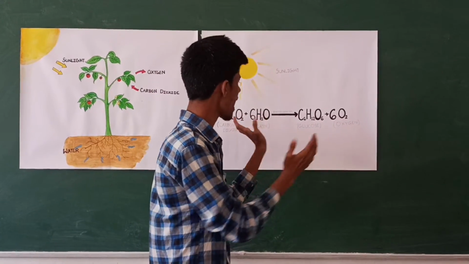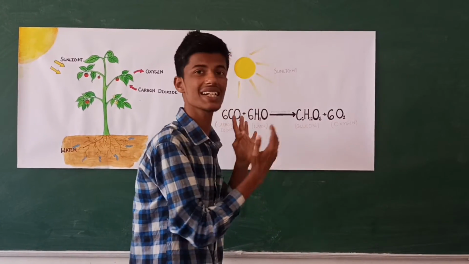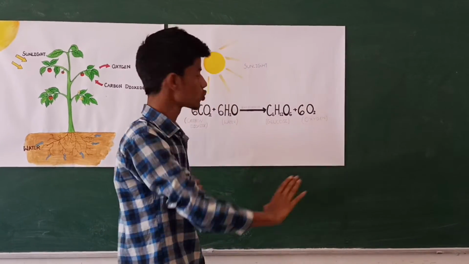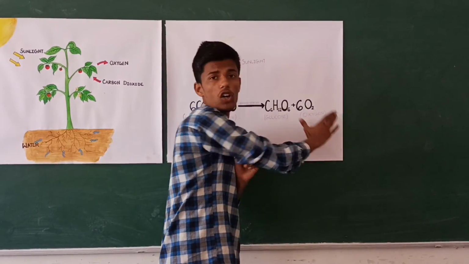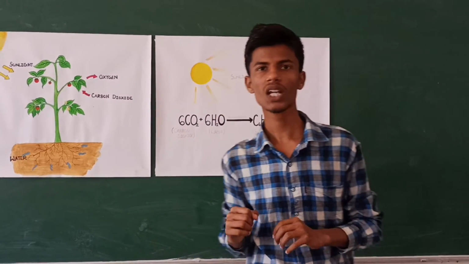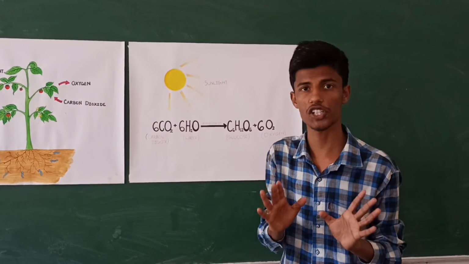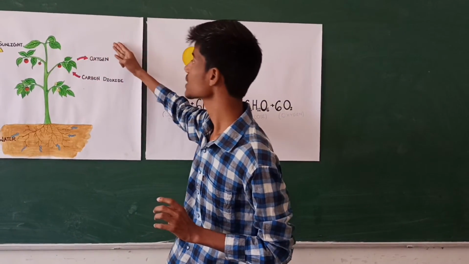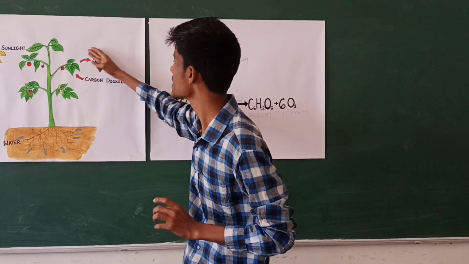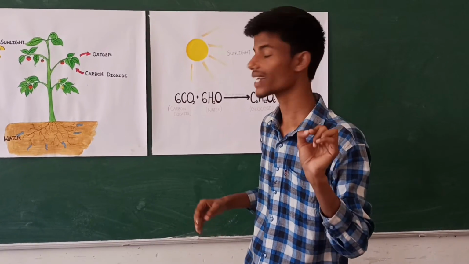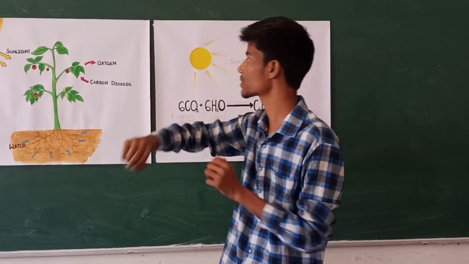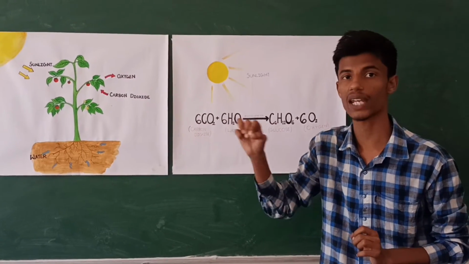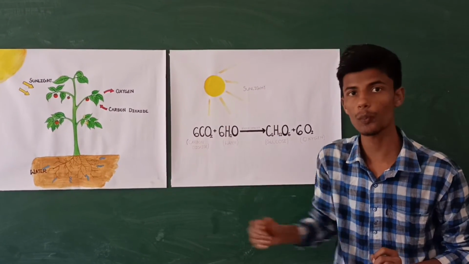When it adds all these things, what does it create? It creates glucose and oxygen. Now, what happens to the oxygen? The plant releases it through stomata, the tiny pores in its leaves. It releases the oxygen, and the very same oxygen is used by animals and humans to breathe.